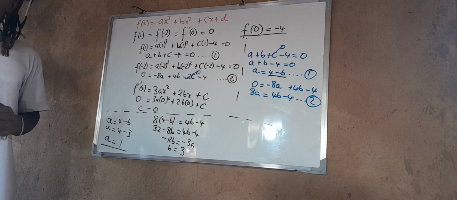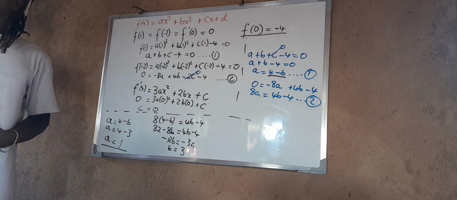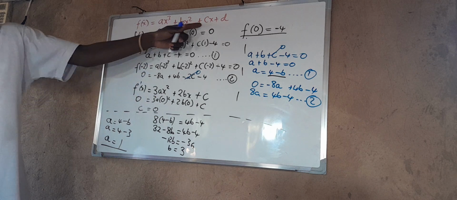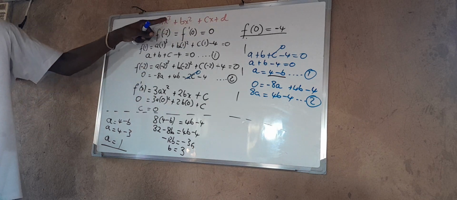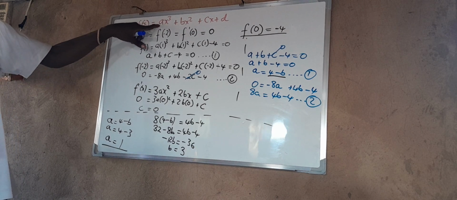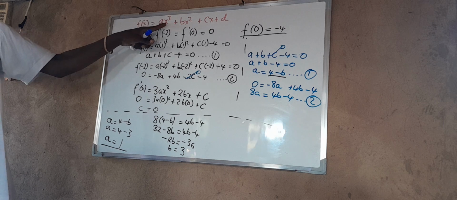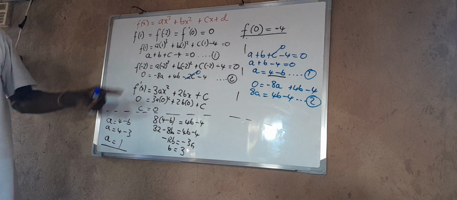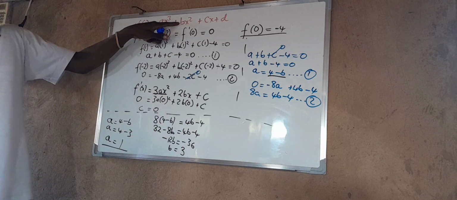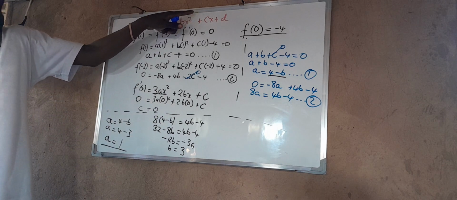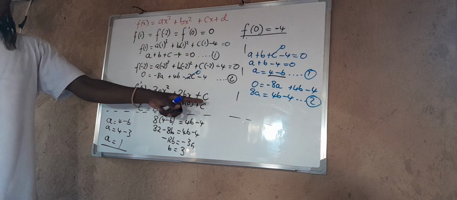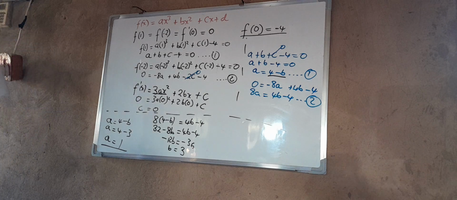Where did you lose me? At the first derivation. Okay, what do you understand? So we are deriving this equation. When we are deriving, this multiplies this, so this multiplied by this becomes 3a. And you subtract 1 here, it will be 3ax squared, which is this one. This multiplies this, so this becomes 2b, and then x. And then 1 multiplied by c becomes c. So that is the derivation.